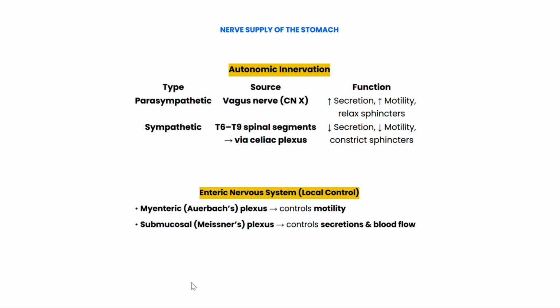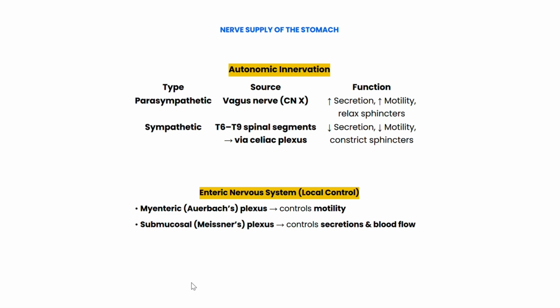Sympathetic supply arises from the thoracic spinal segments T6 to T9 and reaches the stomach through the celiac plexus. These fibers have the opposite effect. This decreases secretion, reduces motility, and tightens the sphincters, especially during stress or fight and flight responses.